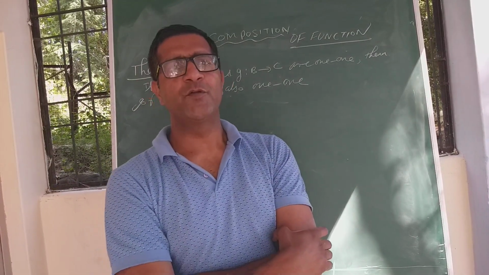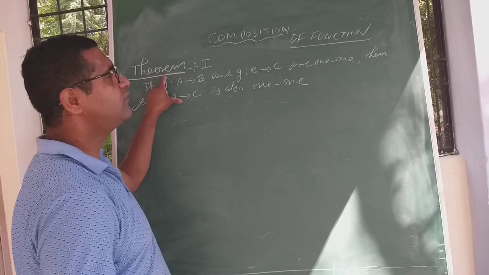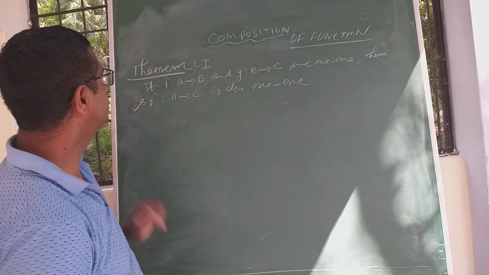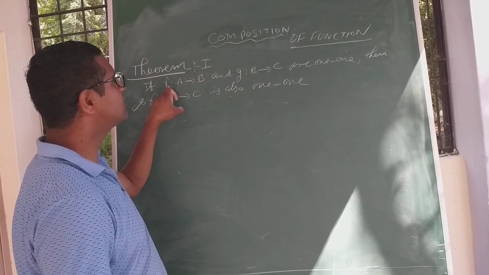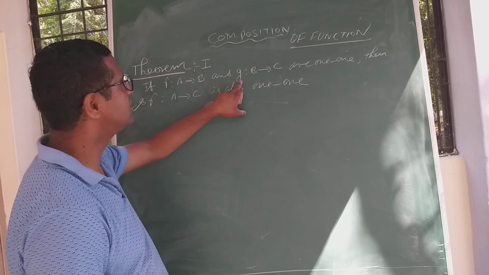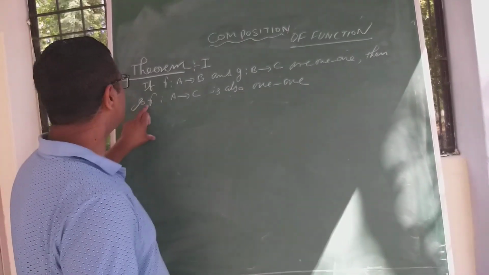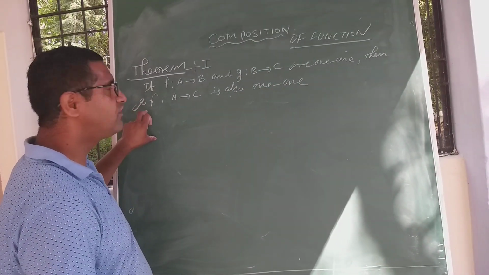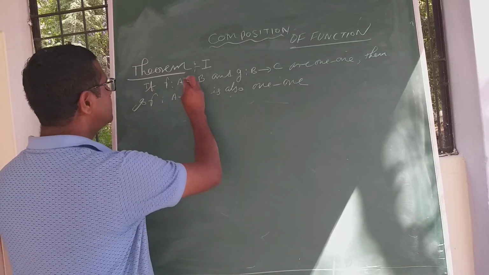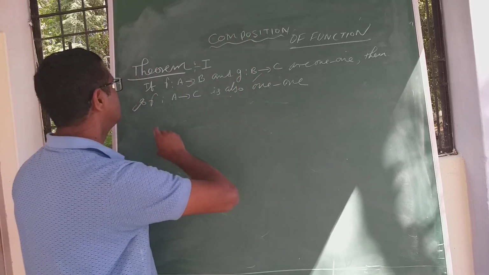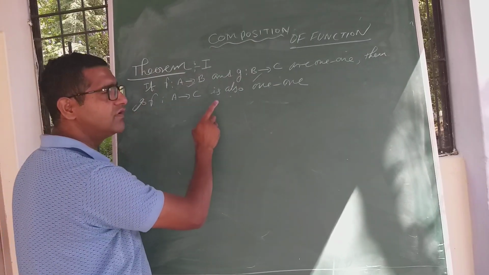Hello friend. Today I will tell you the composition of function, theorem number first. Theorem first: if f from A to B is a function and g from B to C are 1 1, then g of f, meaning the composite function from A to C, is also 1 1. Means if these two are 1 1, we have to find out that the composite function is also 1 1.